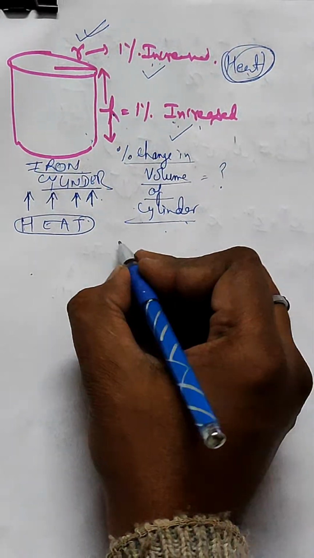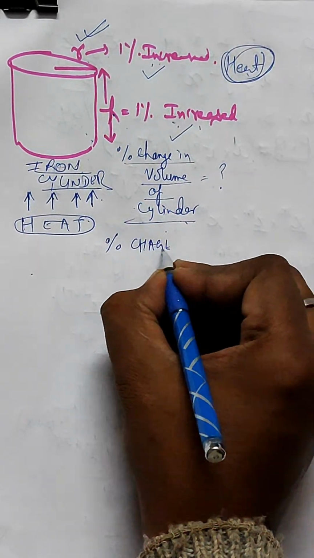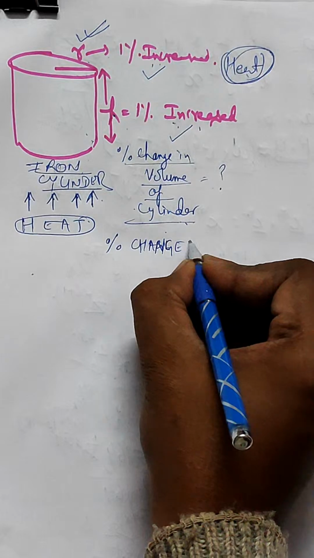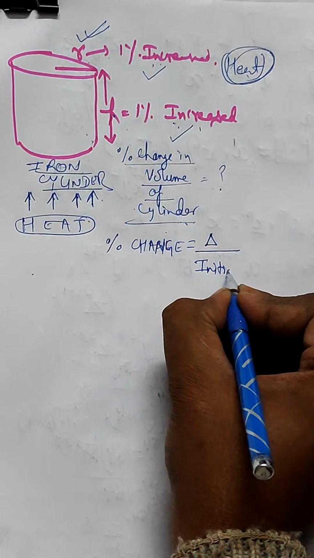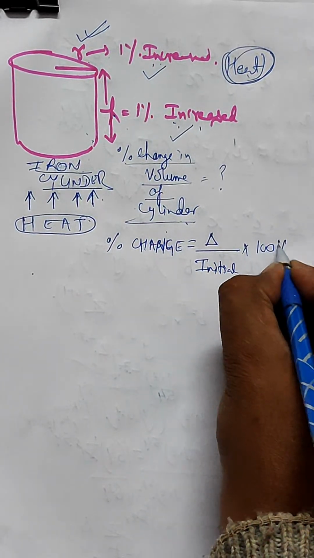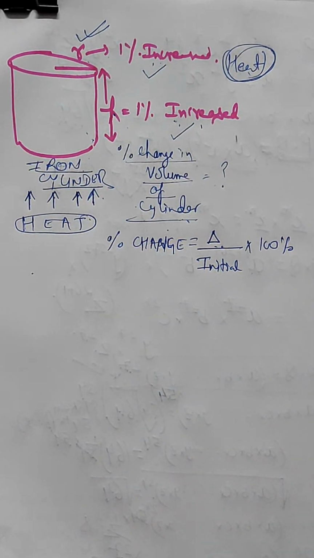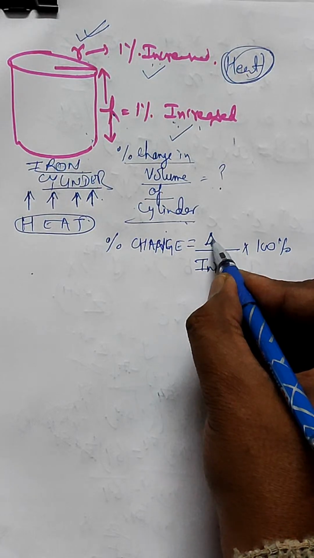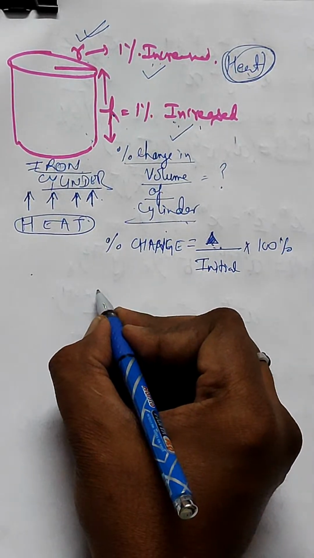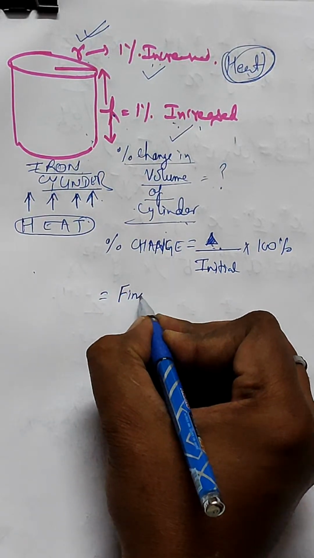You know that percentage change in volume is calculated by delta by initial into 100%. What is delta? Delta is the change in volume, right? This is the change in volume. So we can say that what is the change in volume? That means the final volume.